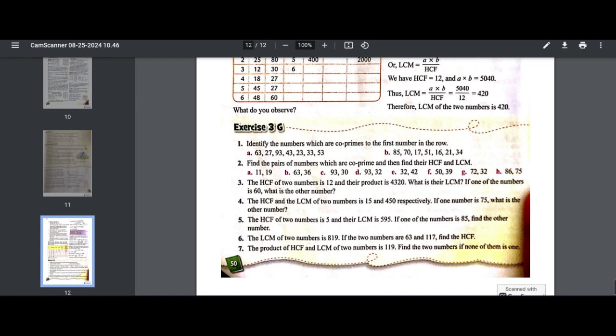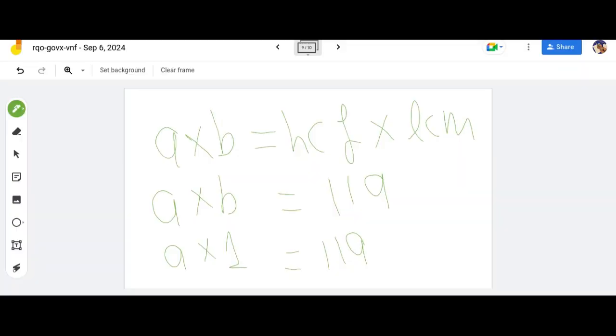In question 5, HCF and LCM are given, one number is given, and I have to find the other number. If they don't give B or A, you can choose B as the other number or A as the other number. If there is no number in A, we multiply HCF and LCM and divide it by B. Yes, exactly like that.